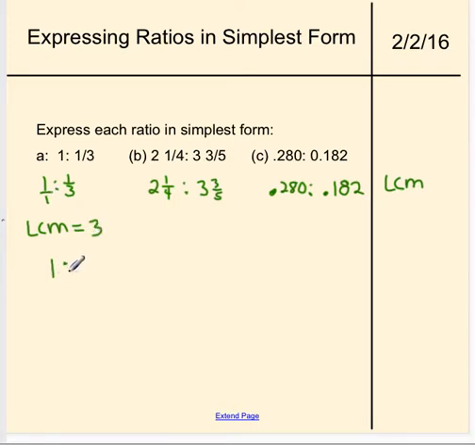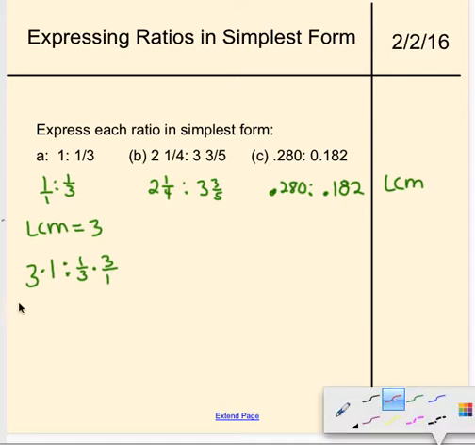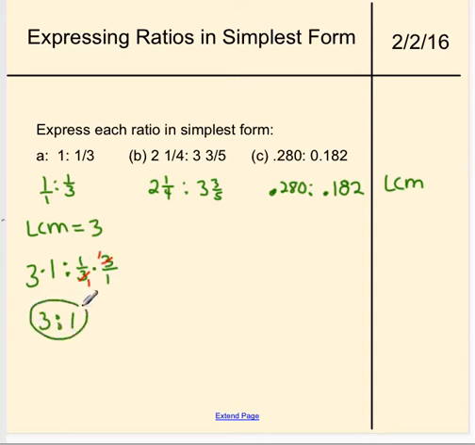So now I'm just going to rewrite that ratio, and I'm going to multiply both sides by the LCM. I'm writing this 3 over 1 as a fraction because I'm multiplying it by a fraction. And so to help me cross cancel, I can see I've got 1/3 times 3 over 1. So if I cross cancel, 3 cancels to 1, 3 cancels to 1, and I'm left with 3 times 1, which is 3, to 1 over 1, which is 1. And now all of the fractions are gone.